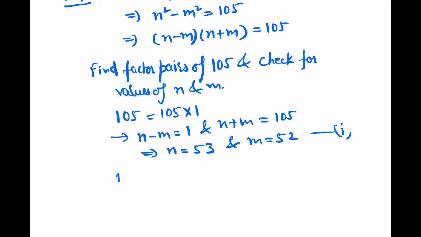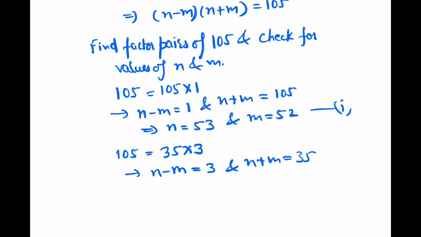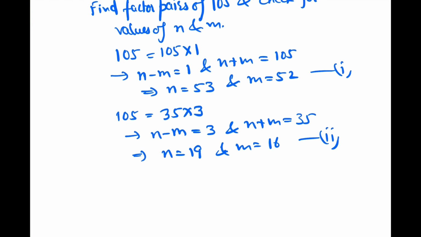Now second case: 105 equal to the next factor pair, 35 into 3. So for this we can write n minus m equal to 3 and n plus m equal to 35. When we solve these two equations, we get n equal to 19 and m equal to 16. So this one is the second solution.